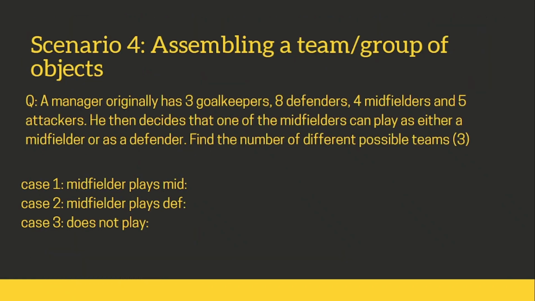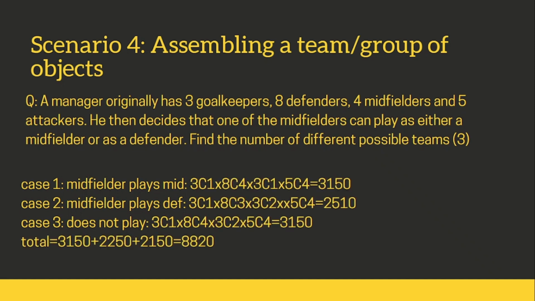Then next question is, a manager originally has 3 goalkeepers, 8 defenders, 4 midfielders, and 5 attackers. He then decides that one of the midfielders can play either as a midfielder or defender. So find the number of possible teams. So in this case, we have 3 scenarios here. The first case is the midfielder plays midfield. The second scenario is that the midfielder plays defender. Or third case scenario is that he just doesn't play at all.